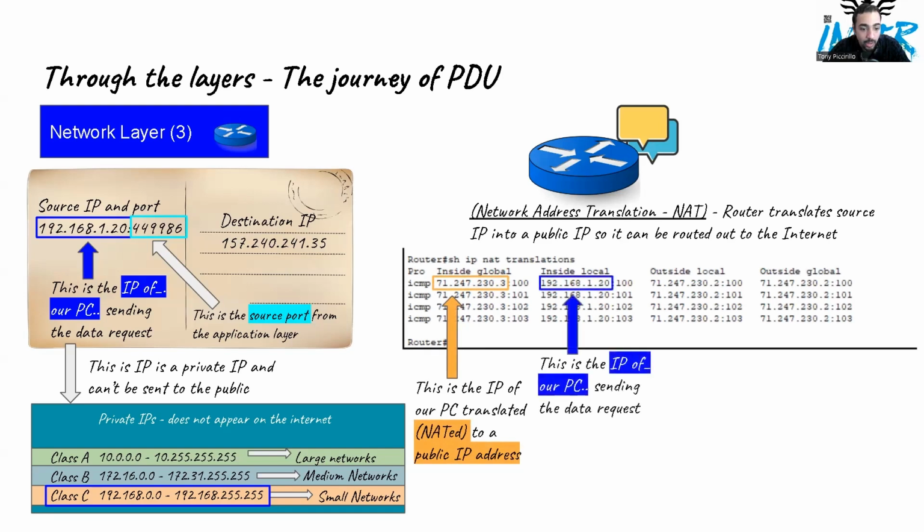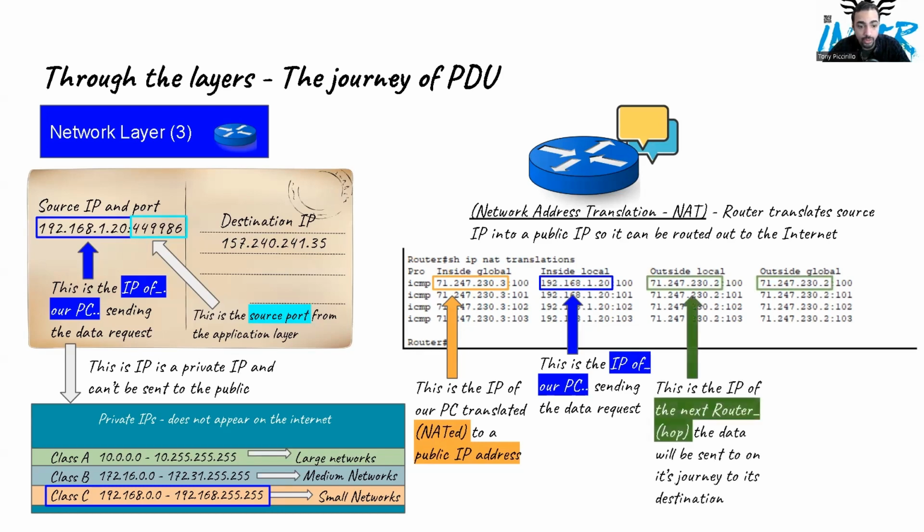Here under Inside Global is the IP of our laptop translated, or NATed, to a public IP address by the router. Think of Inside Global as the global internet address inside the network. Under Inside Local, you see our laptop's normal private IP address. Inside Local is the private IP address inside the network.